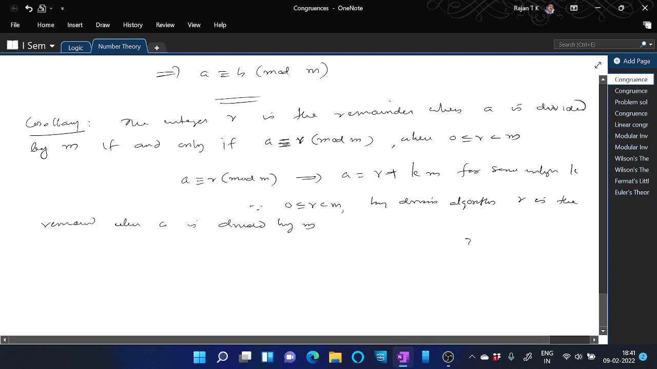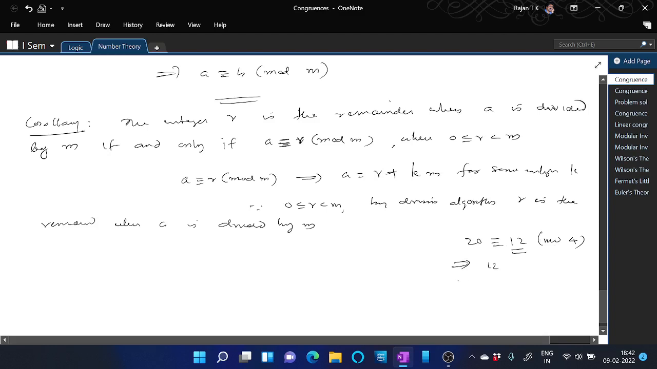Any 20 is congruent to some number. 20 is congruent to 12 mod 4, we know it is correct. 20 minus 12 is 8, and 8 is clearly divisible by 4. But it doesn't mean that this 12 is the remainder. 12 is not the remainder when 20 is divided by 4.